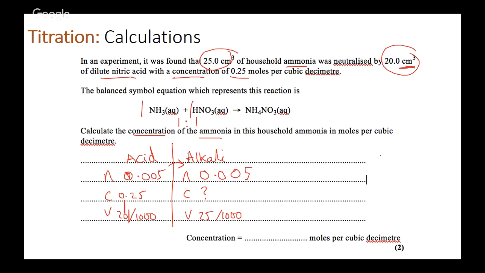So if we remember our triangle, n, c times v. Or if we look at the units, that's moles, that's decimetres cubed, and the units for concentration are moles per decimetre cubed. That reminds us that we need to do the number in moles divided by the number in decimetres cubed. So 0.005 divided by 0.025 gives a concentration of 2. So our concentration of ammonia is 2 moles per decimetre cubed.